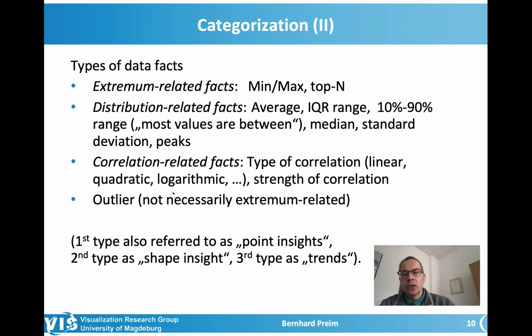Yeah, I like these terms here. The extremum-related facts, that is something that the authors refer to as point insights, whereas the distribution-related facts are characterized as shape insights. So here I think of the histogram, which is a very good visual representation of a distribution, and then indeed we have a certain shape. And the correlation-related facts are referred to as trends.